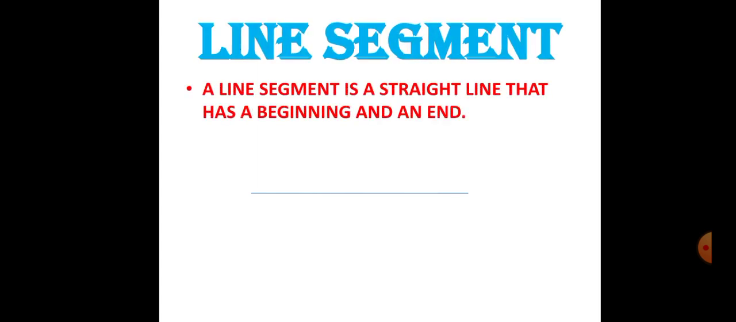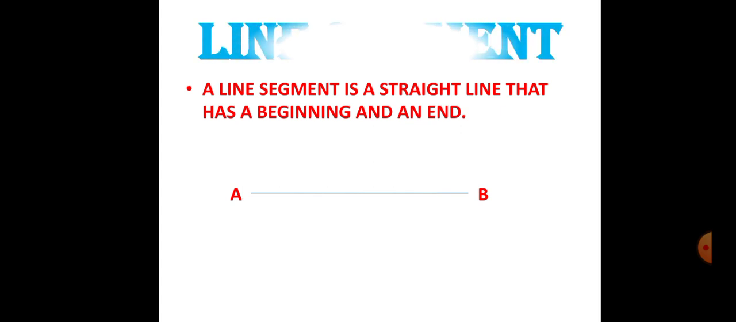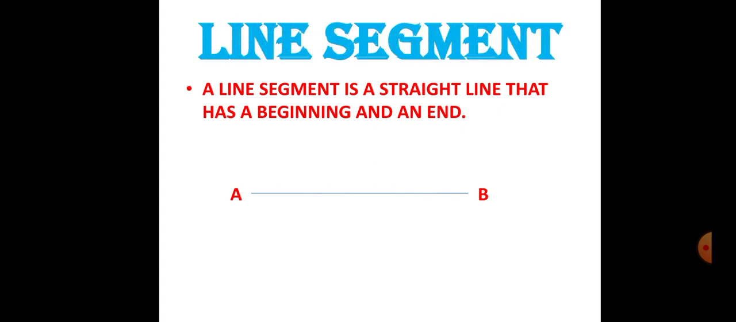A line segment is a straight line that has a beginning and an end point. So here points A and B are on this line segment. So it has two end points and it is known as a line segment. So AB represents a line segment and it has two end points.